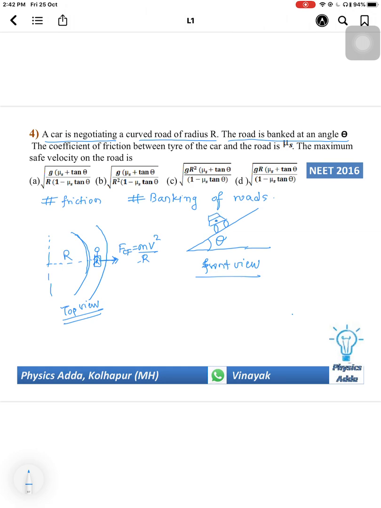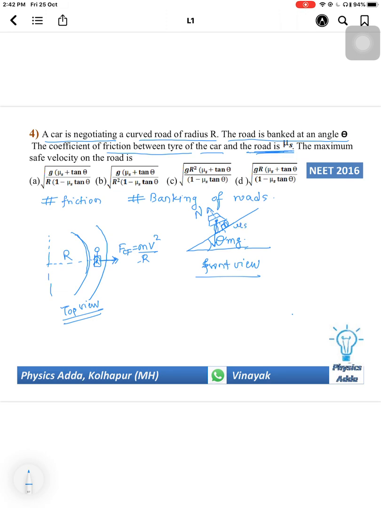Okay, what are the forces acting? So here force mg will act downward, and the second force will be the normal reaction N, which will act perpendicular to the inclined surface. And the road is not smooth. There is friction between the tire of the car and the road, where the coefficient of friction is mu s.